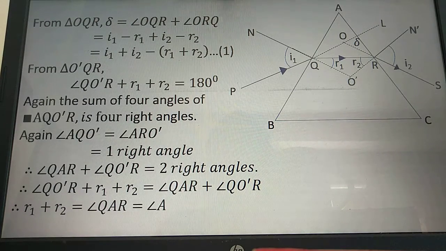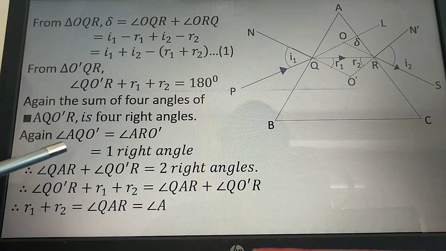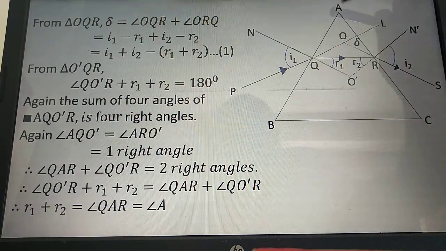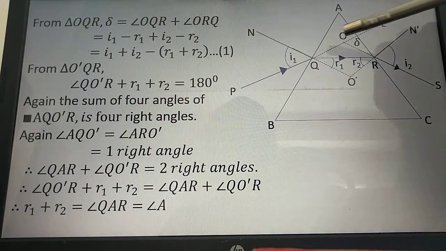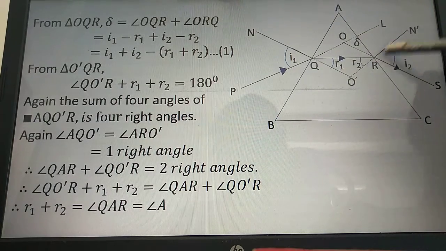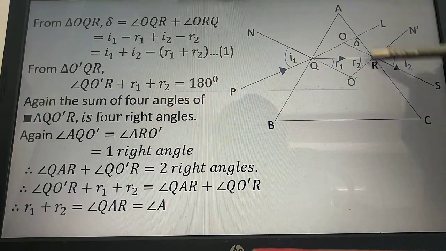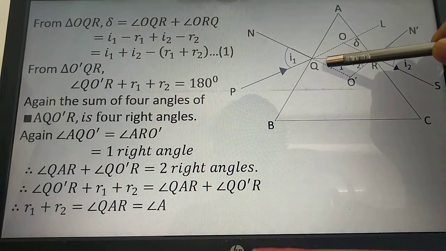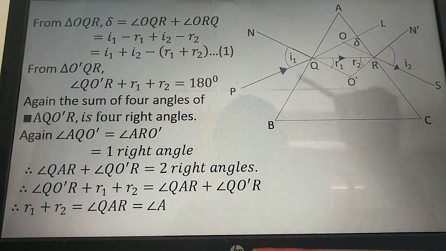So in quadrilateral AQO'R there are four right angles. Again, angle AQO' is equal to angle ARO', each one right angle, because this is perpendicular to the surface AB, and this one, that is O'R, is perpendicular to the surface AC. So that's why angle AQO' is 90 degrees and ARO' is also 90 degrees.